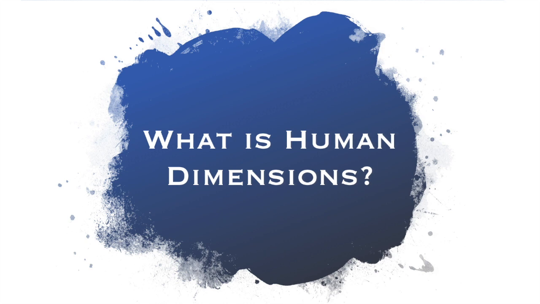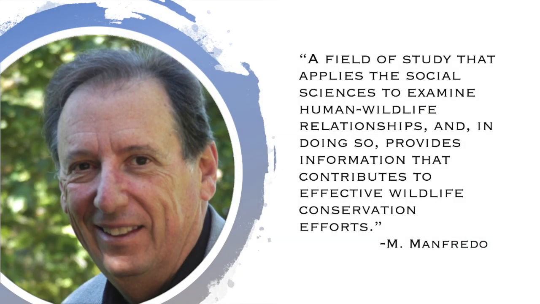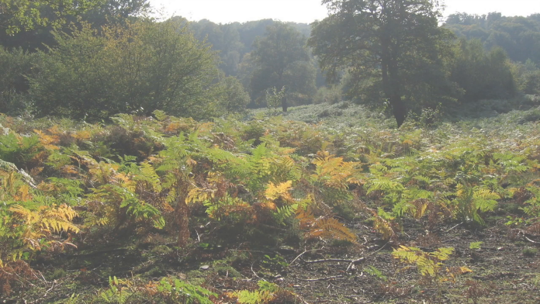To start things off, let's define human dimensions. According to leading expert Michael J. Manfredo, human dimensions is a field of study that applies the social sciences to examine human-wildlife relationships, and, in doing so, provides information that contributes to effective wildlife conservation efforts. Basically, we are attempting to look at what people think and do, try to understand why, and incorporate that into our decision-making process.